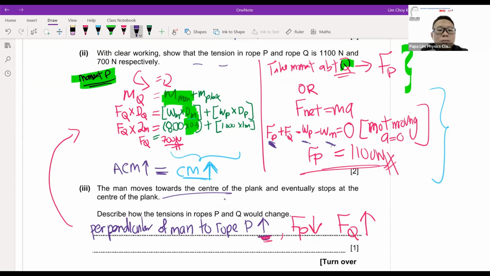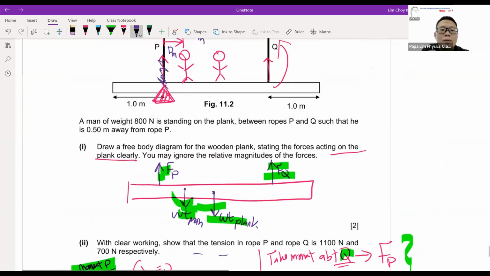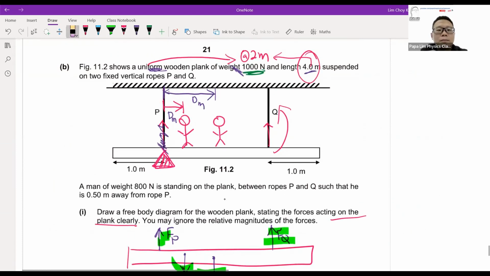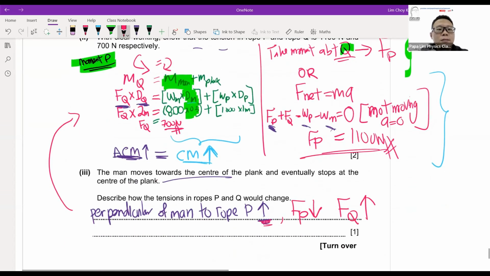So to increase my anti-clockwise moment, there's only two ways. Either I increase my perpendicular distance or I increase my force of the plank. But the distance between Q and P is fixed. Based on the equation, this is fixed. dq is fixed.